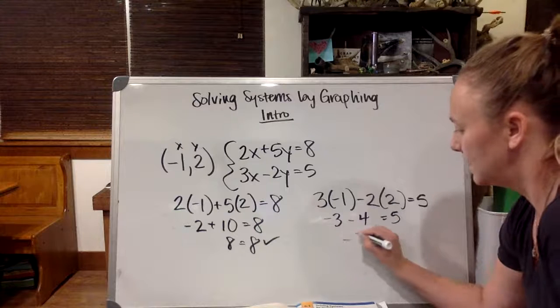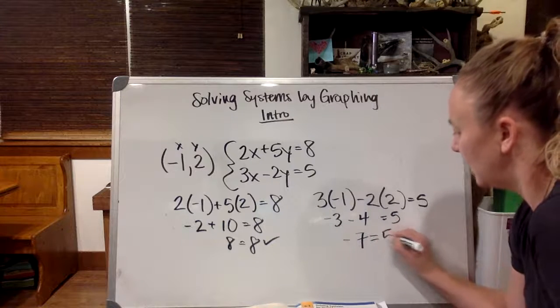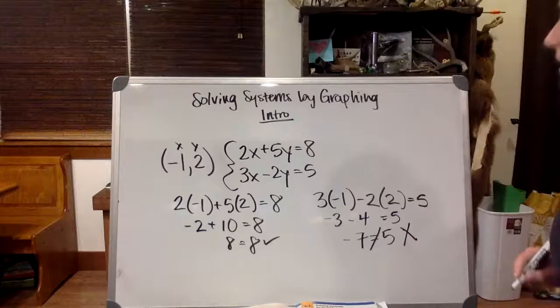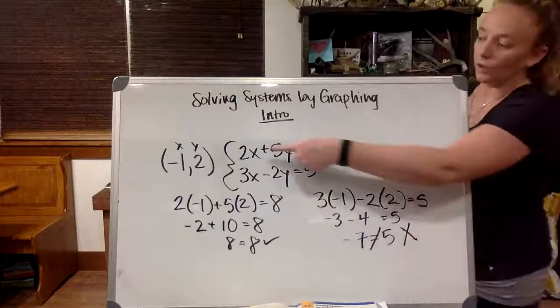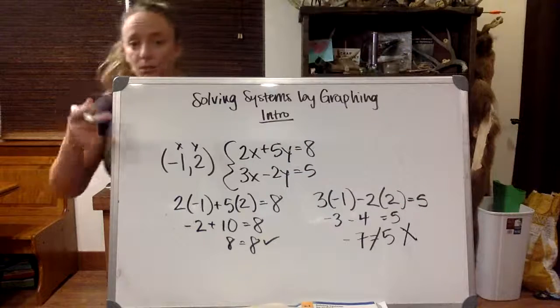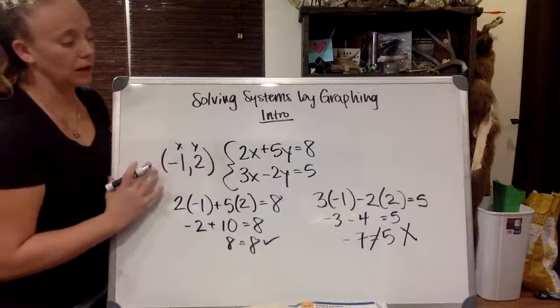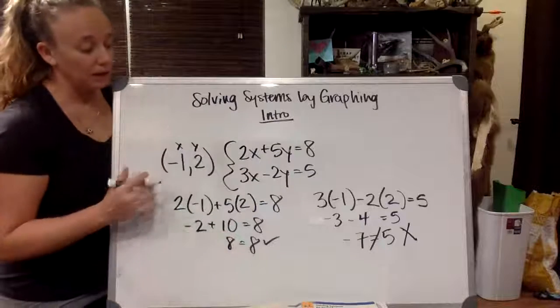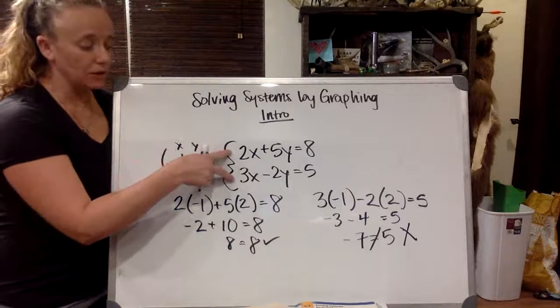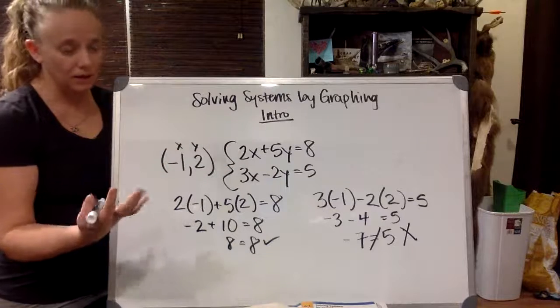-3 minus 4 is -7. -7 and 5 definitely are not equal. So therefore, that point is not a solution to this equation. Therefore, this point is not a solution to this system. Now, it is a solution to one equation within the system, but because it's not a solution to both of the equations, it's not the intersection point.